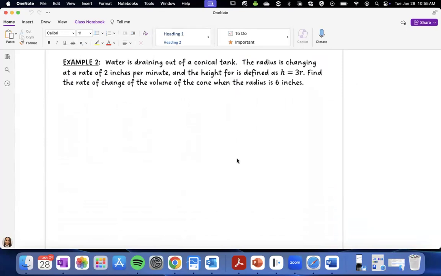Okay. All right. Water is draining out of a conical tank. The radius is changing at a rate of 2 inches.